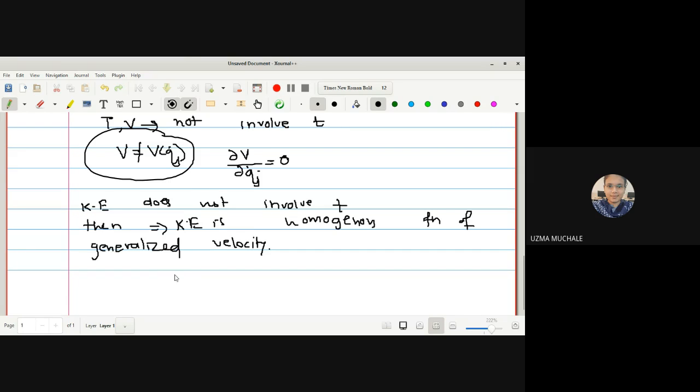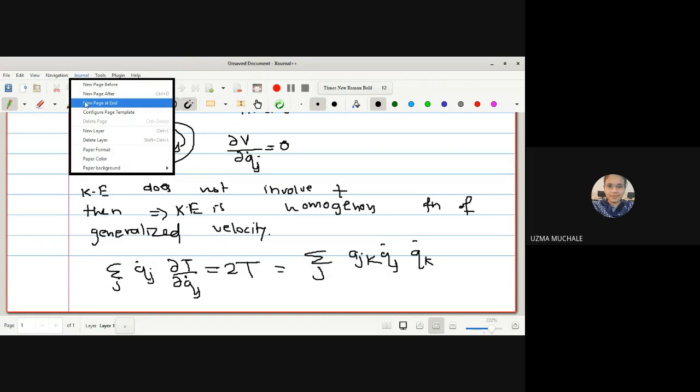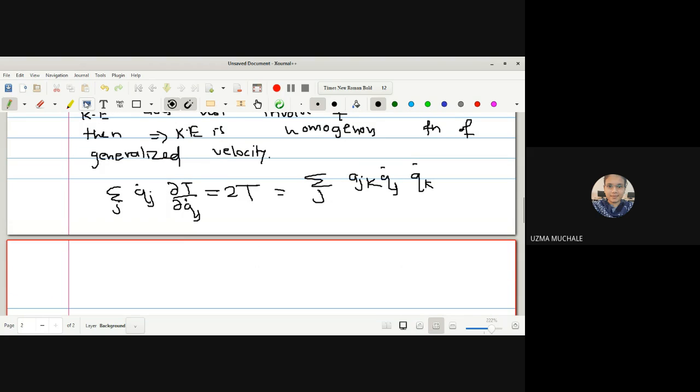Do you remember the statement of the theorem? Let me write it down: summation over j qj dot dou T by dou qj dot. I think now you can remember this is equal to 2T, we have proved, and then with a2, a1, a0 we have written. This is summation over j,k ajk qj dot and qk dot. This type of three terms we were having, and we named them a2, a1, and a0, and then we found what will happen for the scleronomic and rheonomic systems.